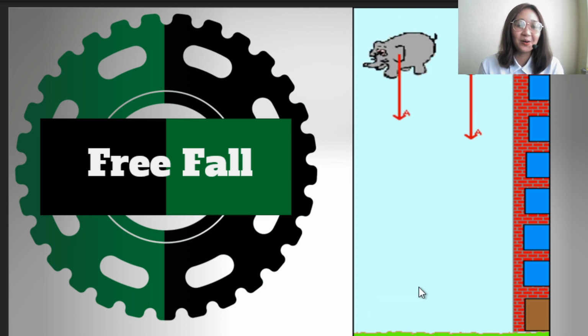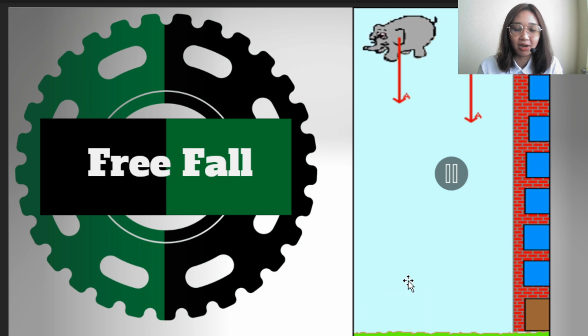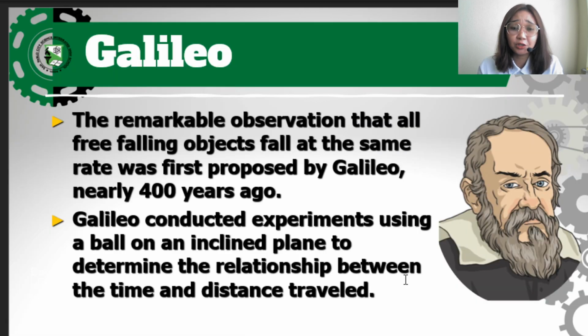A free-falling object was first studied by Galileo. He made a remarkable observation about free-falling objects. Galileo said that free-falling objects fall at the same rate.